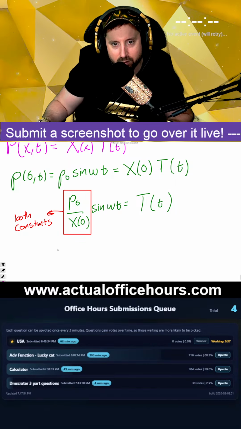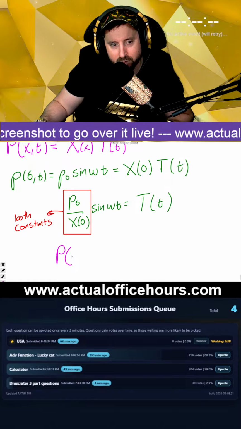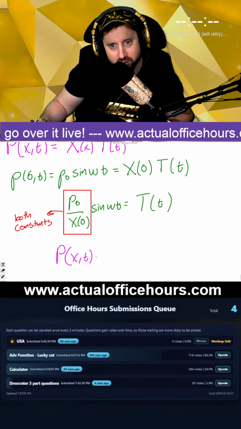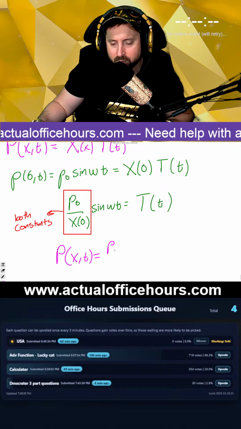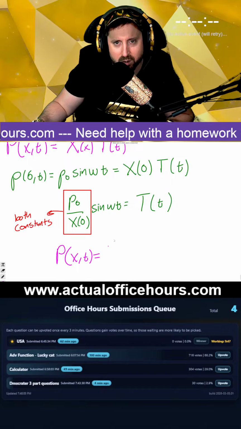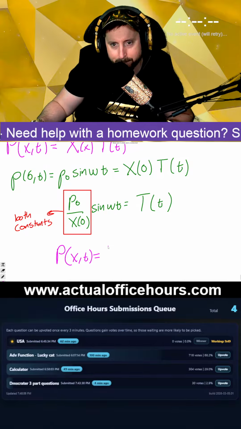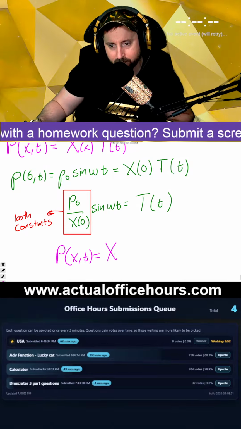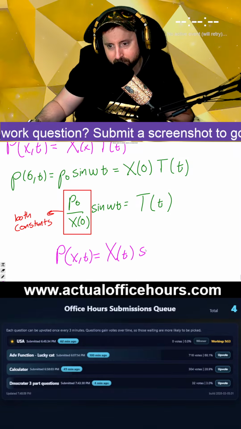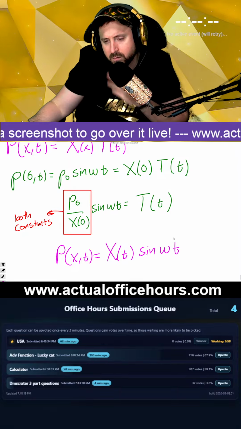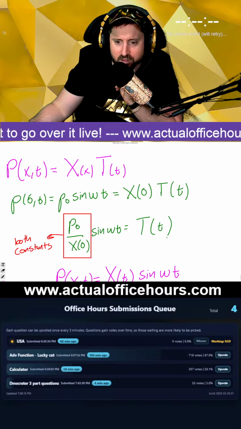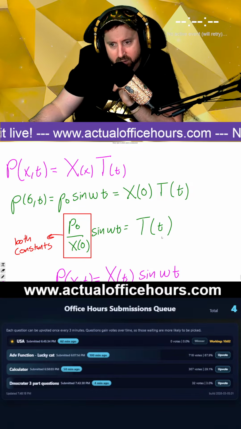All right, so p of x comma t is equal to X of x times sine of omega t. So you're saying T of t is then equal to sine omega t? Yeah.